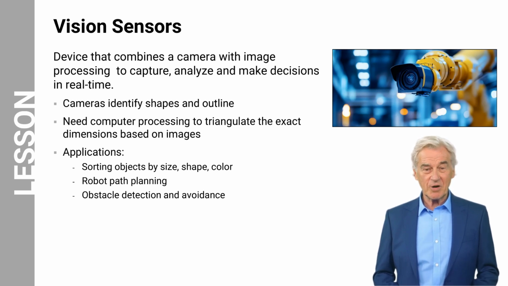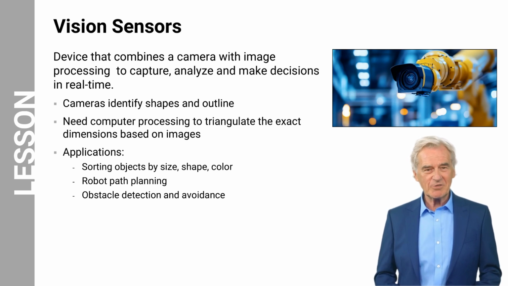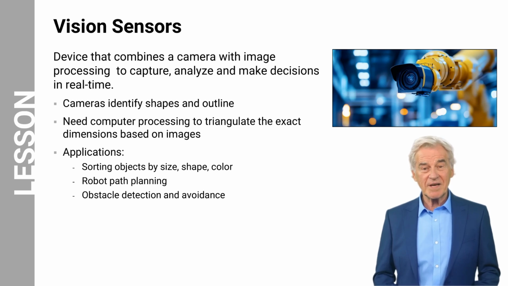Vision sensors serve multiple industrial applications. They sort objects based on size, shape, and color, making them useful for quality control and material handling. In robotics, vision sensors help with path planning by providing spatial data that robots use to navigate their surroundings. They also enable obstacle detection and avoidance, allowing robots to operate safely in changing environments where they need to identify and respond to objects in their path.